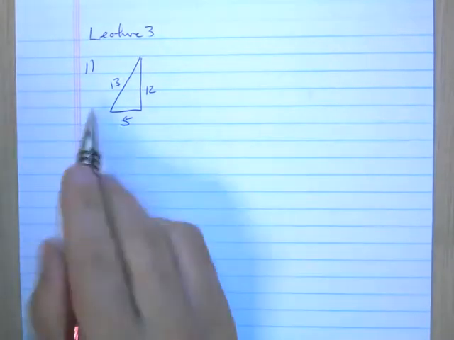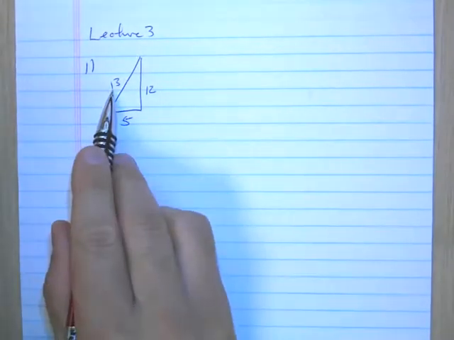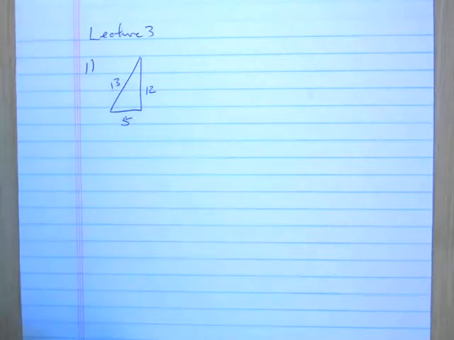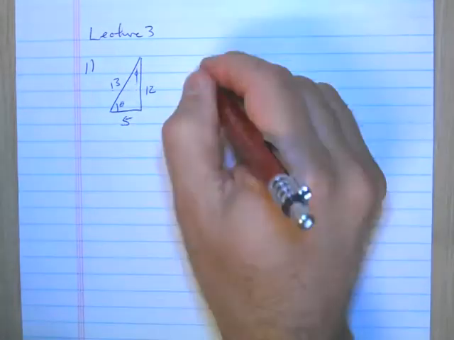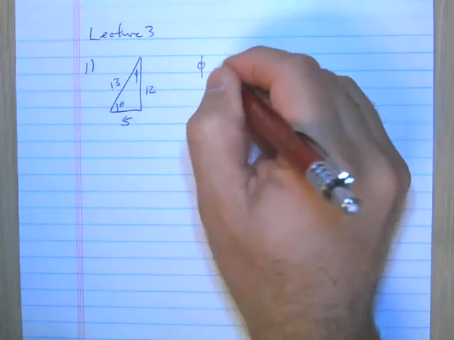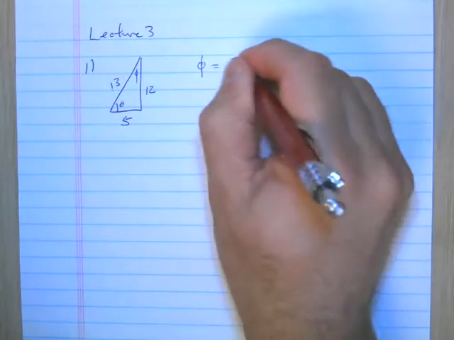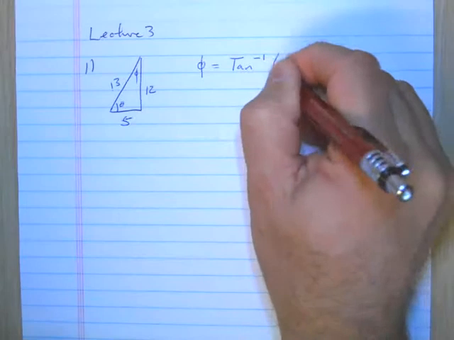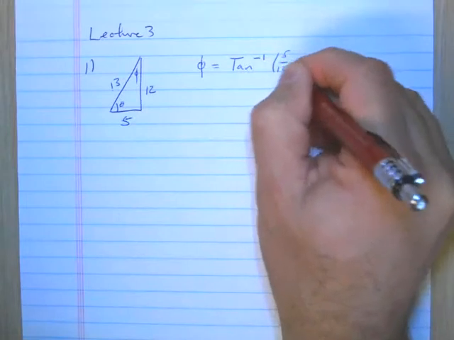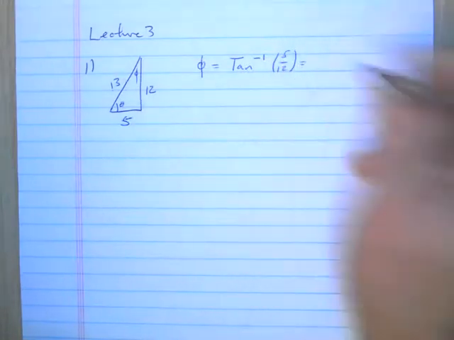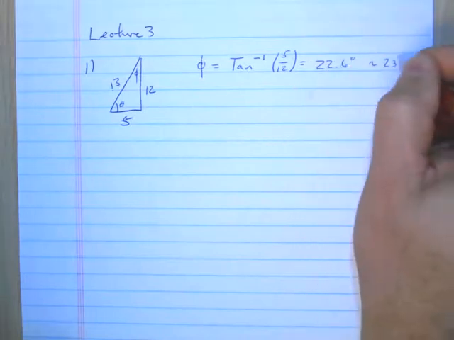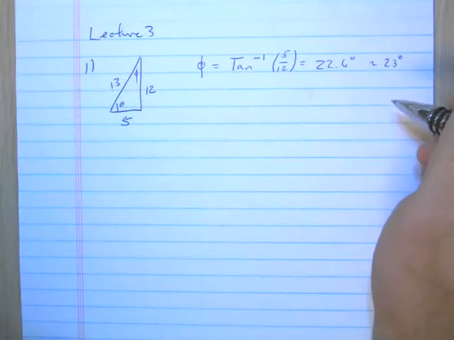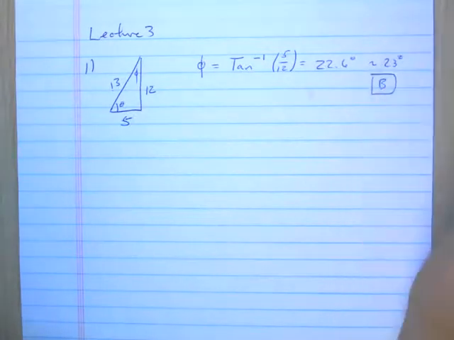I know it's a right triangle, so the longest one has to be the hypotenuse and the others are the sides. So I have two angles here, theta and phi. Just from the drawing, I can see that phi is going to be the smallest. So phi is equal to the arctangent of 5 over 12, which if I plug that in a calculator is going to give me 22.6 degrees, which is approximately 23 degrees if I round it, which would give me answer B.